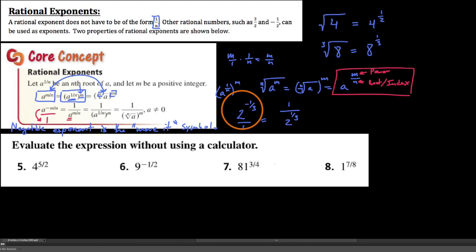All this negative exponent means is we're going to move its base either to the denominator if it's currently in the numerator, or to the numerator if it's currently in the denominator, with a negative exponent.